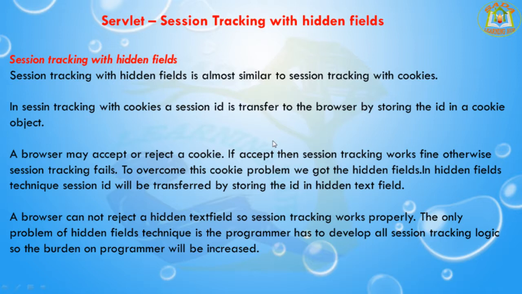Session tracking with hidden fields is almost similar to session tracking with cookies. In session tracking with cookies, a session ID is transferred to the browser by storing the ID in a cookie object. A browser may accept or reject a cookie. If accepted, then session tracking works fine. Otherwise, session tracking fails. To overcome this cookie problem, we use hidden fields. In the hidden field technique, the session ID is transferred by storing the ID in hidden text fields. A browser cannot reject hidden text fields, so session tracking works properly.